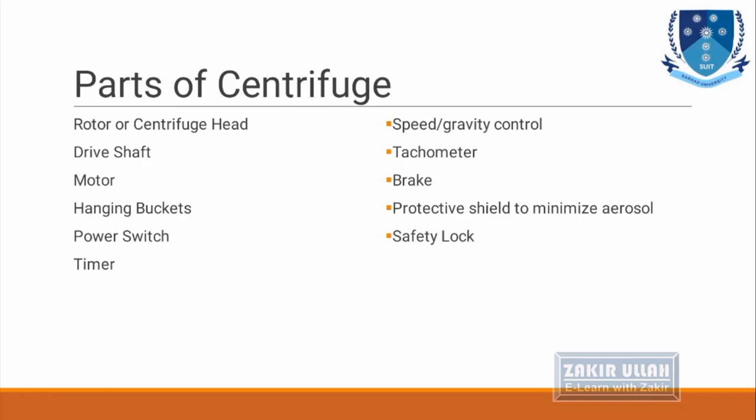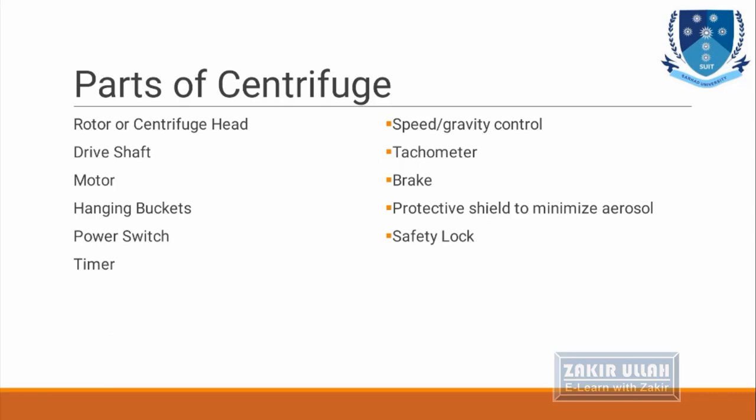Certain centrifuges have advanced types. They have brakes. When we open the lid of the centrifuge, the brakes are automatically applied and the speed decreases with time. Some centrifuges have a protective shield to minimize aerosol production during the centrifugation of the solution.